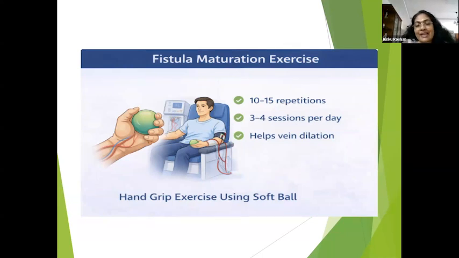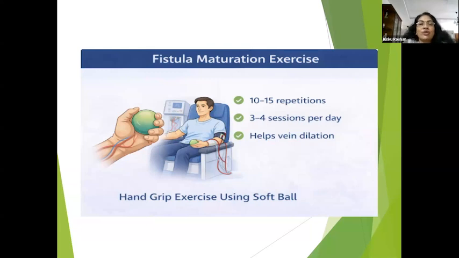The proximal muscles can be treated. For example, imagine the fistula has been done on the wrist. You can do elbow exercises as well as shoulder exercises, but not on the wrist.